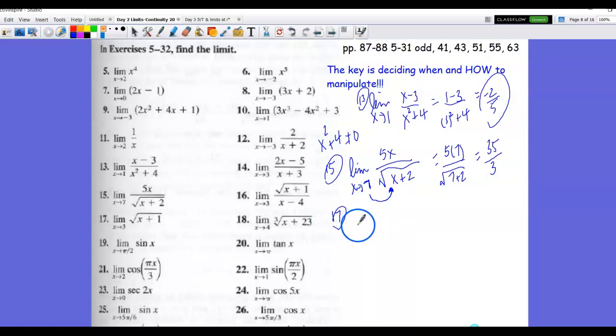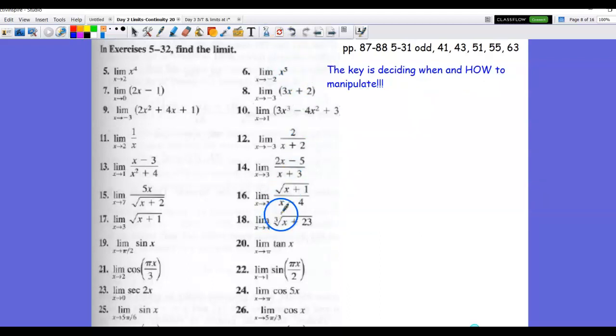The same in number 17. I'm substituting 3 in place of x. 3 plus 1 is 4. The square root of 4 is 2. So all of these so far have been direct substitution. Moving on to number 19. I'm going to pull the screen down here just a little bit.